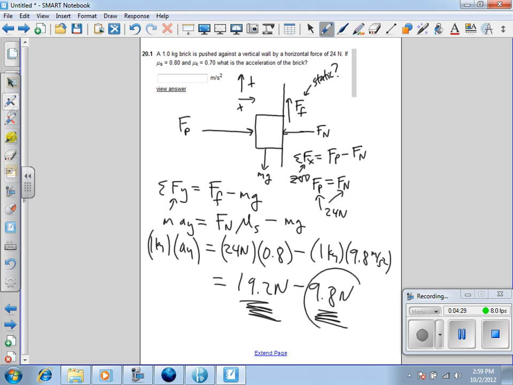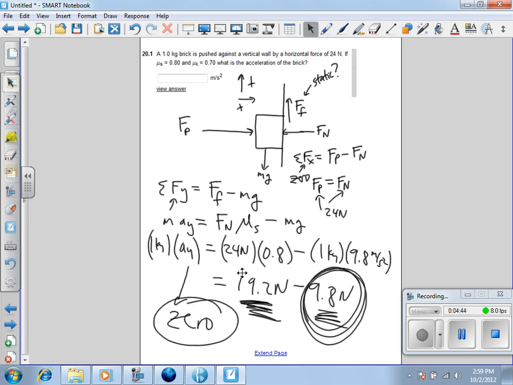All this is telling us is that this can get bigger and bigger and bigger. That weight can be bigger and bigger, and it has to exceed 19.2 newtons for anything to happen. It would have to be 20 or something like that to accelerate down. So the acceleration we know is just going to be 0. Static friction is more than enough to hold the weight.